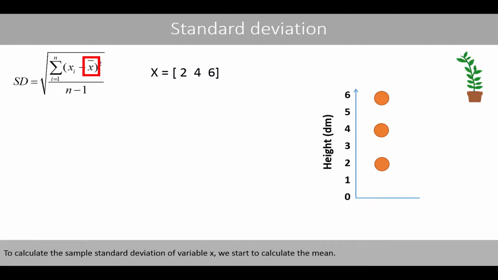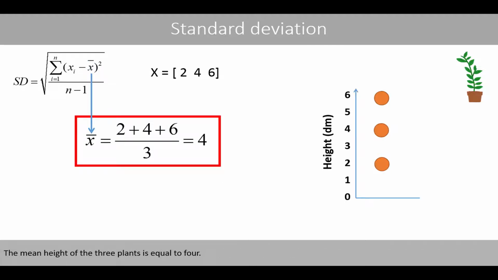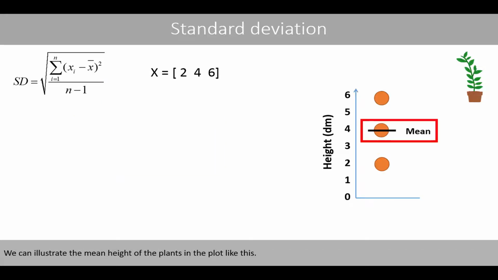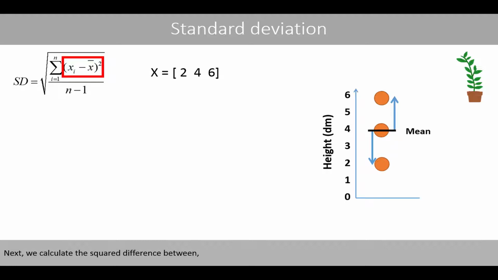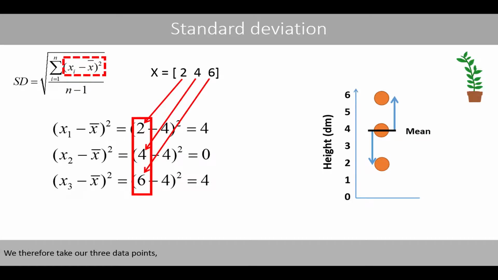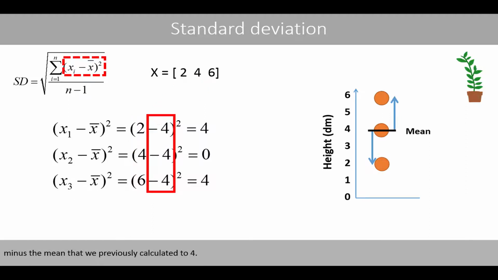To calculate the sample standard deviation of variable x, we start to calculate the mean. The mean height of the 3 plants is equal to 4. We can illustrate the mean height of the plants in the plot like this. Next, we calculate the square difference between the data points and the mean. We therefore take our 3 data points minus the mean that we previously calculated to 4.